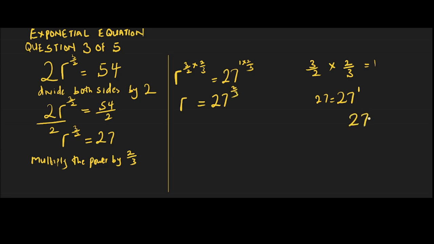We also agree that 27 is the same thing as 3 raised to power 3. So we can have r is equal to 3 raised to power 3 times 2 over 3. Here, 3 will cancel out 3. We are left with r is equal to 3 raised to power 2. r is equal to 9. That means solving this, r is equal to 9.